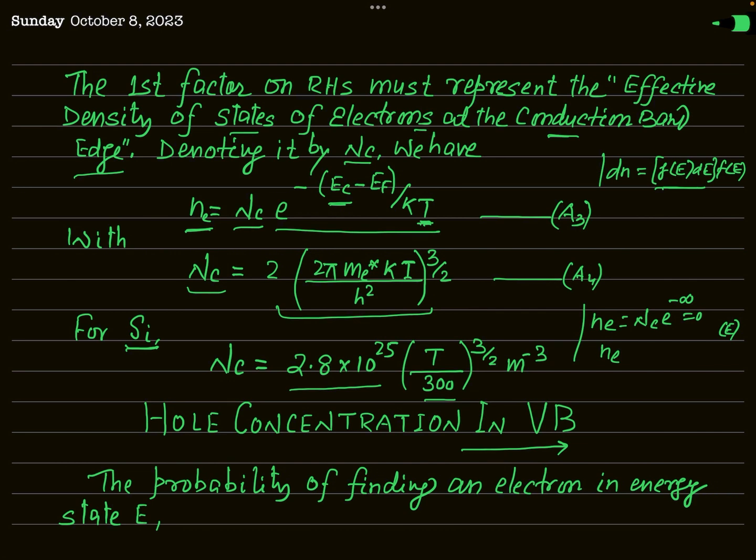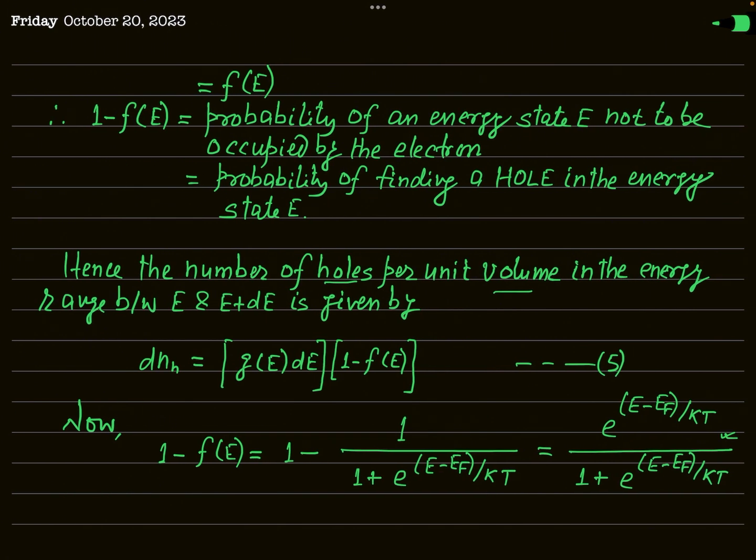You know that the probability of finding an electron in energy state E is given by the Fermi-Dirac distribution function f of E. You know it. F of E means this is occupation probability, that is, it is the measure of probability of finding an electron in the energy state E. Okay? And what is a hole? You have studied earlier that hole is simply the vacancy created by the electron. Void created by the electron.